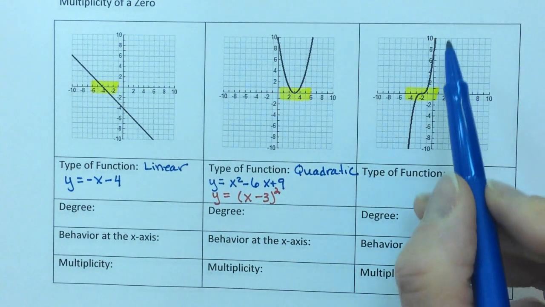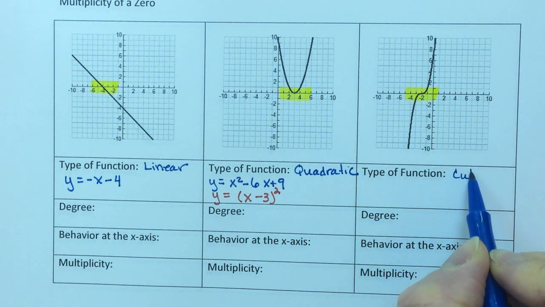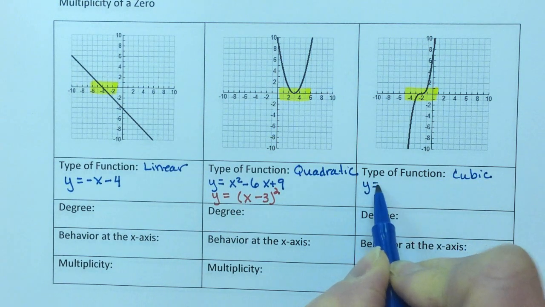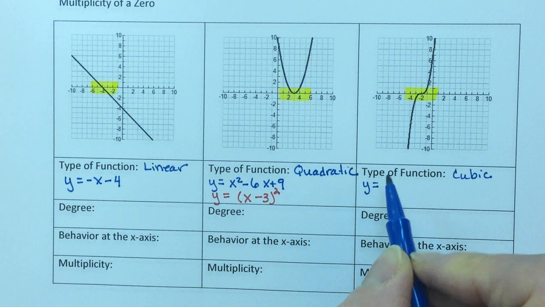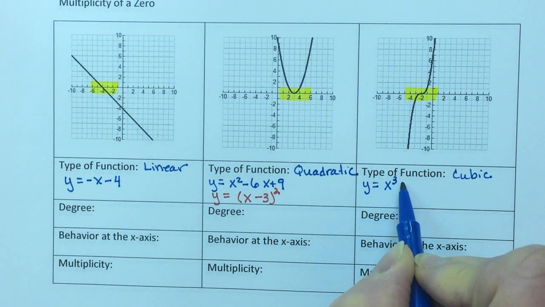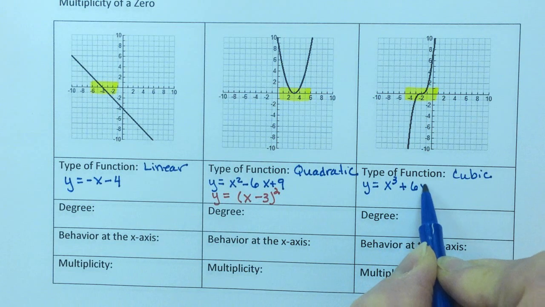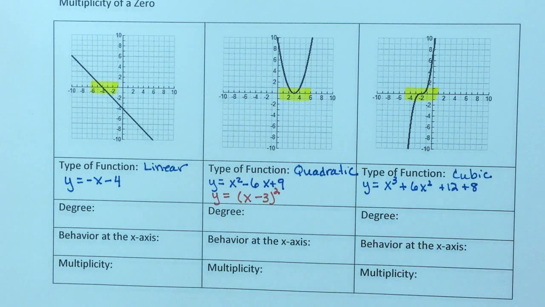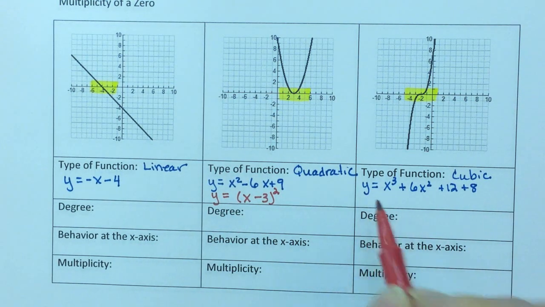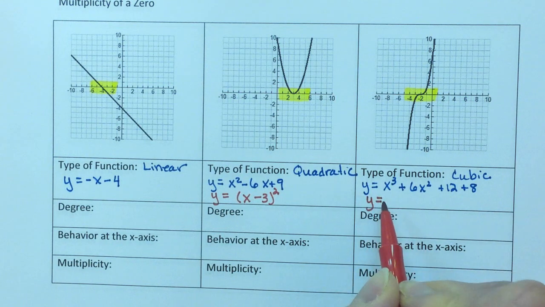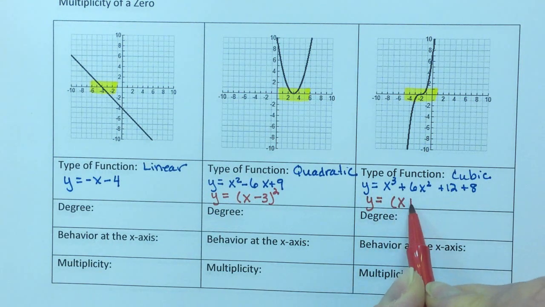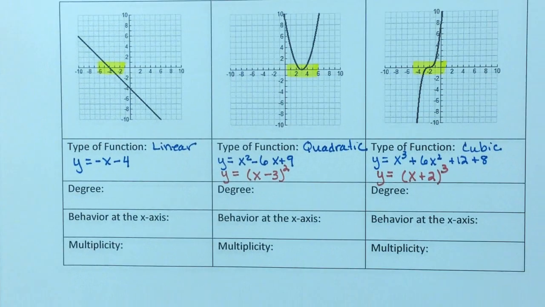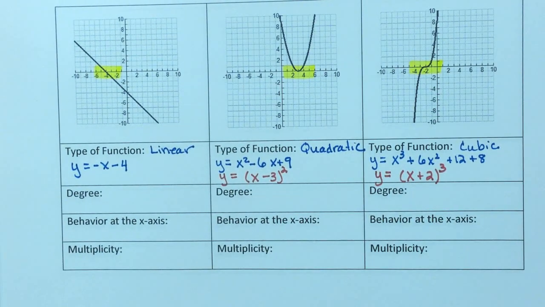The last function is cubic. And if I were to write out the full equation in standard form, it would be y is equal to x cubed plus 6x squared plus 12x plus 8. But if I were to write it in factored form, which also happens to be vertex form, it would be x plus 2 cubed. Okay. So what I have written in red is going to actually be helpful when we look at this.